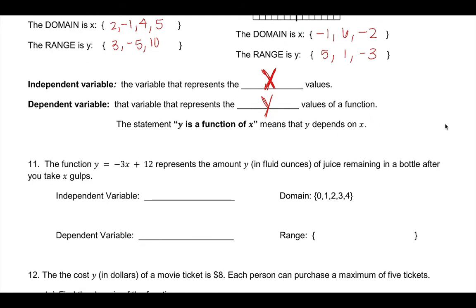So let's look at number 11. It says the function y equals -3x plus 12 represents the amount y in fluid ounces of juice remaining in a bottle after you take x gulps. So independent variable. Well, independent, remember, is our x, so our independent would be what? x, our gulps. So that means our dependent is our y, which would be the amount of juice remaining.